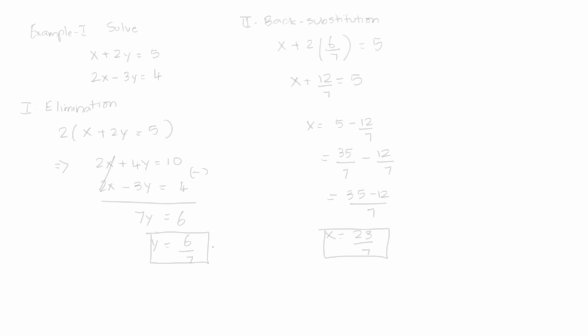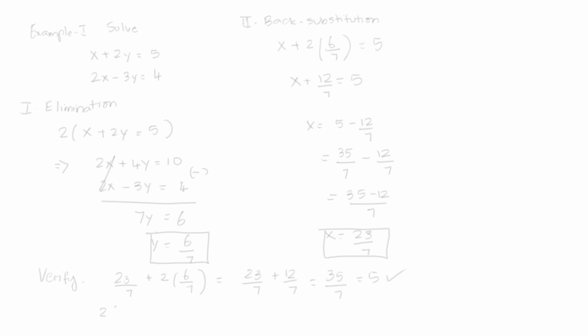You can actually verify if your solution is correct. Take the value of x and y and plug it in both equations. It must satisfy both equations. Let's plug in the first equation. I'm plugging in the values of x and y on the left hand side, which gives me 23 over 7 plus 12 over 7. I end up getting 35 over 7, which is 5, which is the right hand side. It checks out. Now you have to verify for the second equation also.